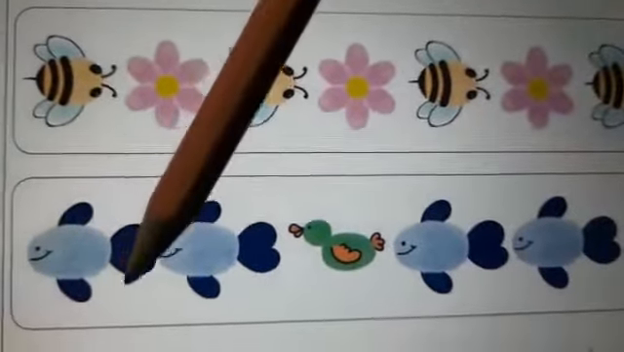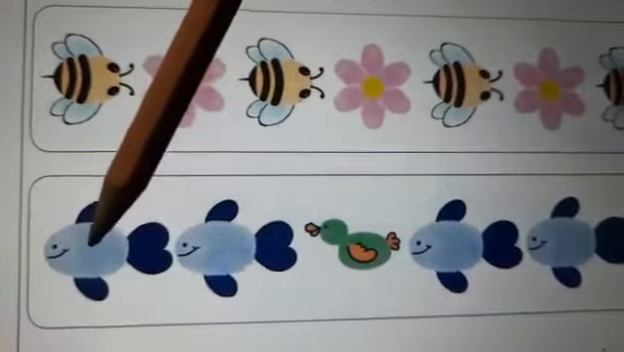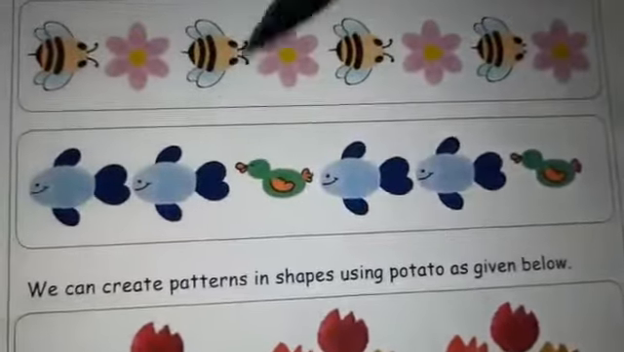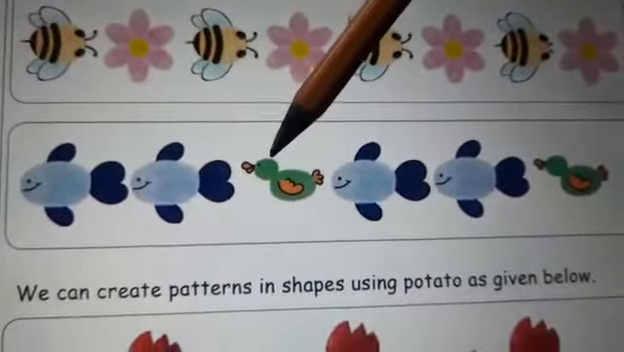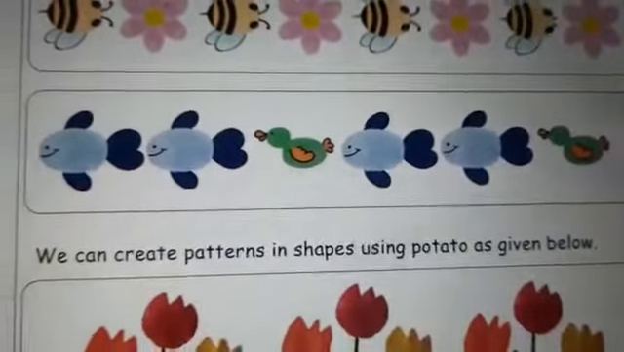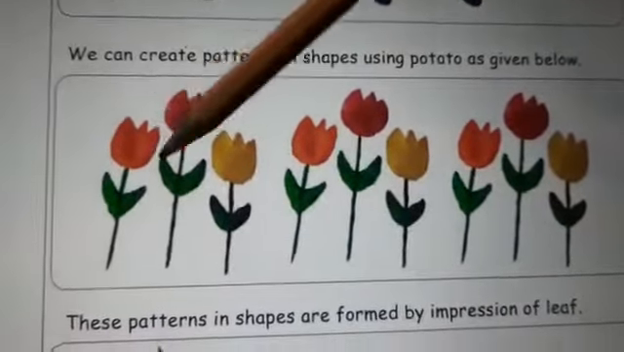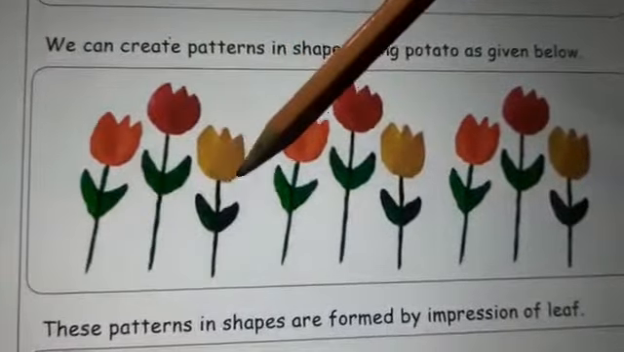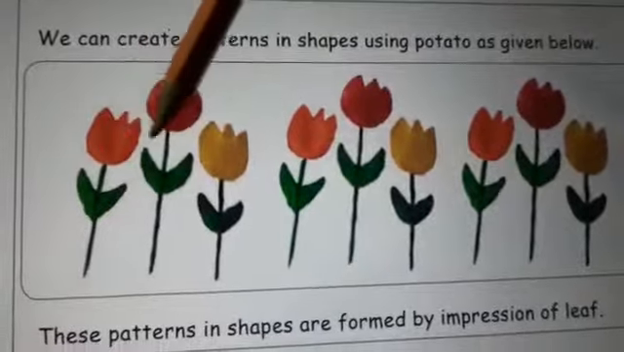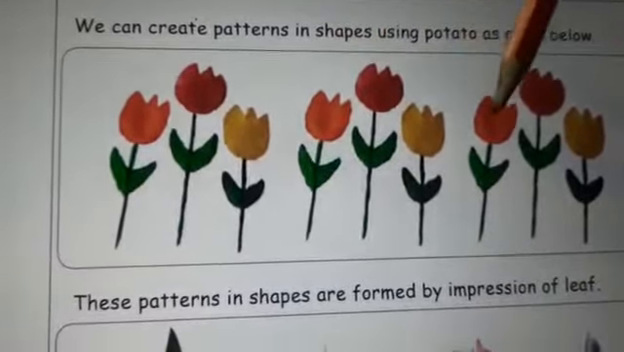Okay, see here, we have drawn a fish using the thumb impression. This is also a pattern. How does this pattern go? 2 fish, 1 duck. 2 fish, 1 duck. Okay, it is a pattern. And also we can create patterns in shapes using potatoes. We cut a potato like this. We cut a potato like a flower and draw a pattern. See the colors first: orange, red and yellow. Likewise, orange, red, yellow. Orange, red, yellow.